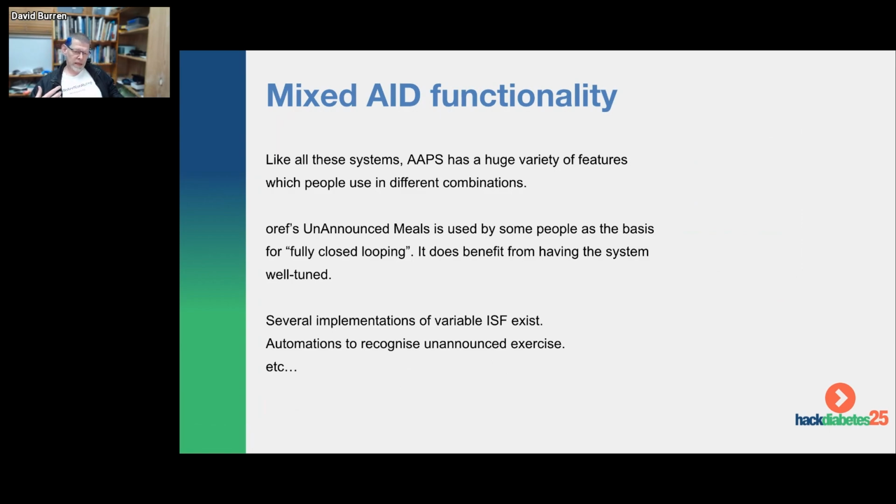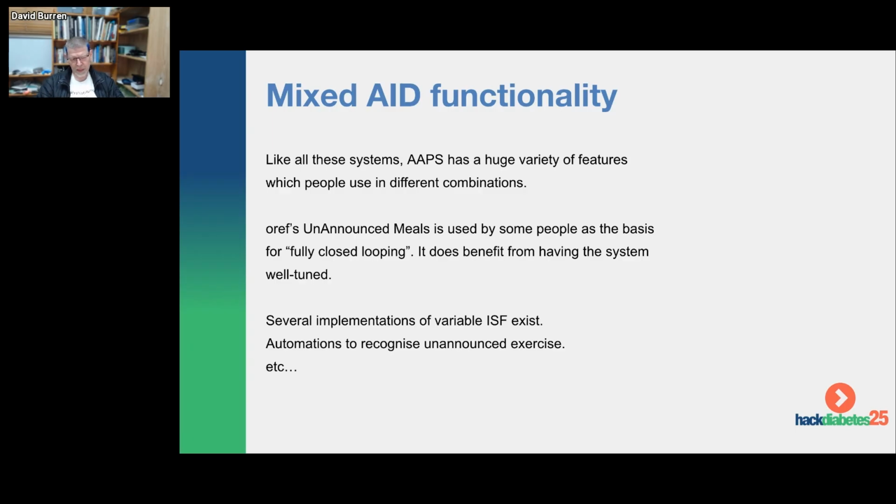So the unannounced meals is something that other people have talked about with everything that's using OREF. There are quite a few people who are now using this in a fully closed operation so that it's not just the unannounced meal coping with the things that I forget to announce. It's forgetting to announce everything and seeing where everything goes. This does, I think, really benefit from the variable ISF. There are several implementations being experimented with, although most of the time in main Android APS, it's just called dynamic ISF.